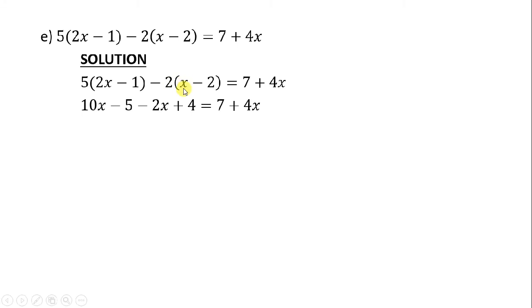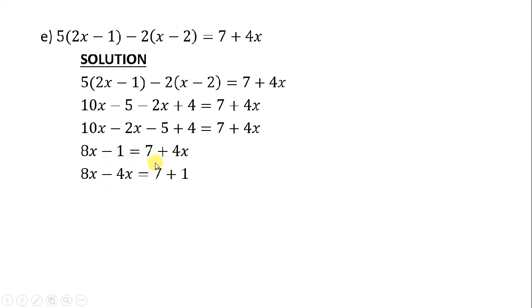We continue. Negative 2 times x will give us a negative 2x. Negative times negative will give us a positive. So negative 2 times negative 2 is a positive 4, which is equal to what? 7 plus 4x. From here, we are going to group the like terms together. 10x minus 2x are like. Negative 5 plus 4 are like terms. Like terms can be simplified and unlike terms cannot be simplified. So 10x minus 2x is giving me 8x. Negative 5 plus 4 is giving me negative 1, which is equal to 7 plus 4x.